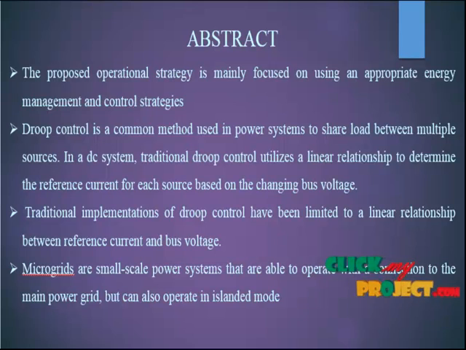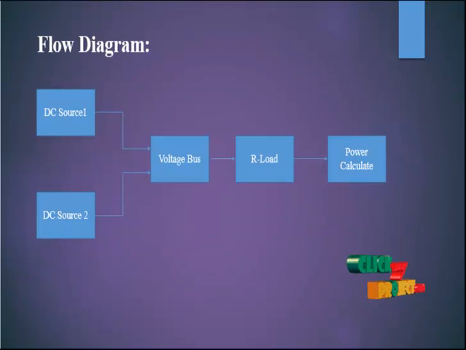The traditional droop controls are both linear based on the reference current and bus voltages in the relationship between the microgrids. Now we are going to discuss our product flow diagram.